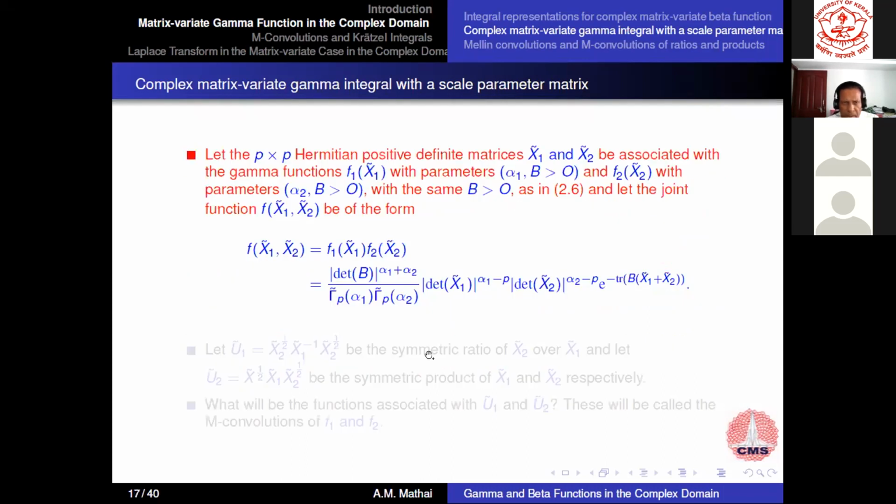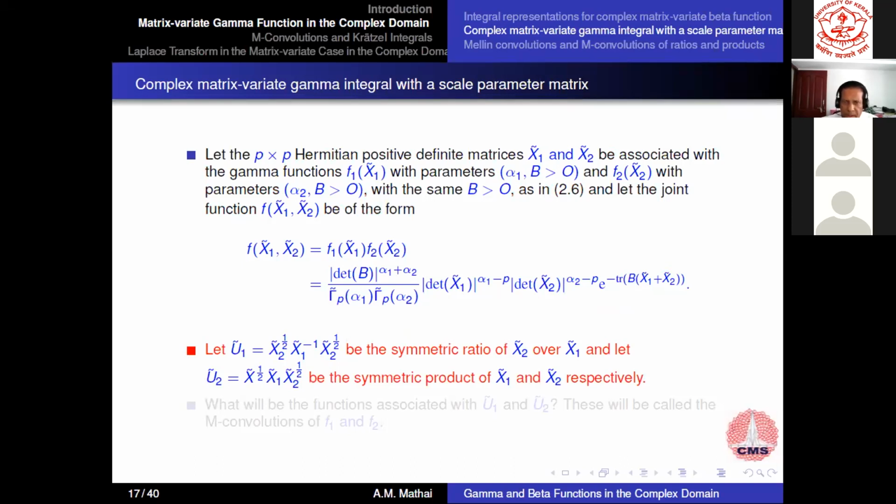Now I look at some other properties. These are also connected to various types of problems in different areas. I will connect it to Kratzel integrals, a generalization of that. Also, we can connect it to the reaction rate probability integral, a generalization of that. Also, we can connect it to fractional integrals in the complex domain.